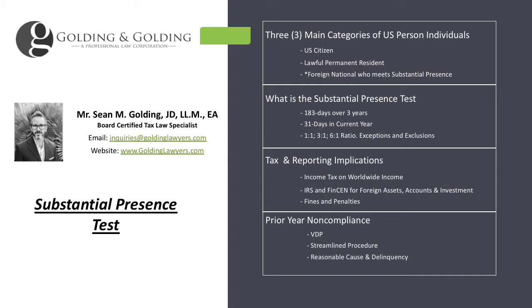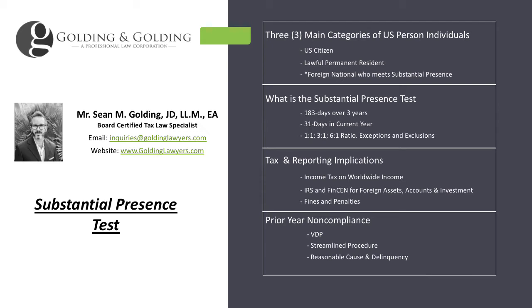The substantial presence test is essentially a counting days test in which the government says, hey, you may not be a U.S. citizen, you may not be a legal permanent resident, but you've overstayed your welcome. You were here so long in the current year and 2 prior years combined that we're going to begin treating you as if you were a U.S. citizen or a lawful permanent resident. And the way you do the test is like this.